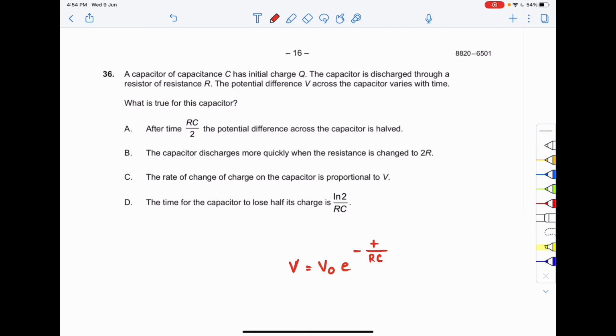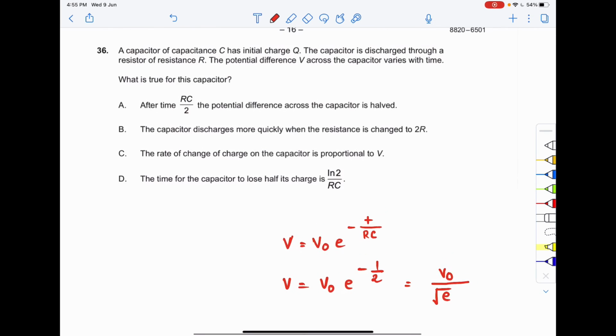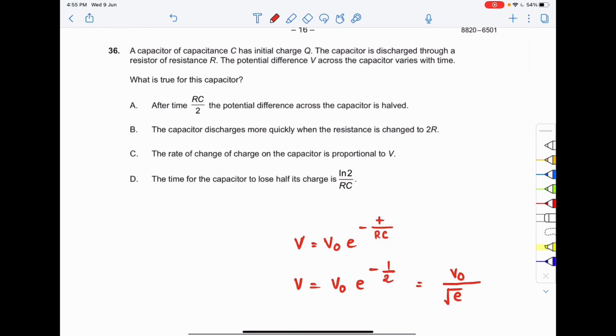Now after the time RC by 2, the potential difference across the capacitor will be V naught e to the power minus 1 by 2, right? So this will be equal to V naught by root e. So the potential difference will not be halved. Instead, the potential difference is changing by a factor of 1 by root e. So option number A is incorrect. Now proceeding to option number B.